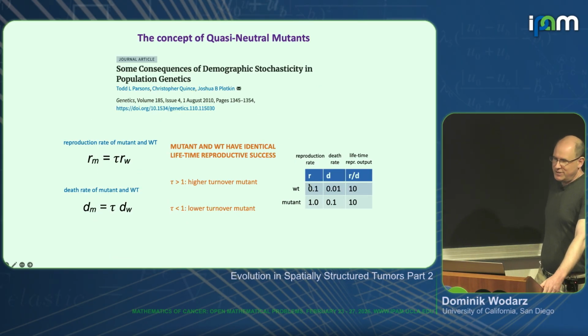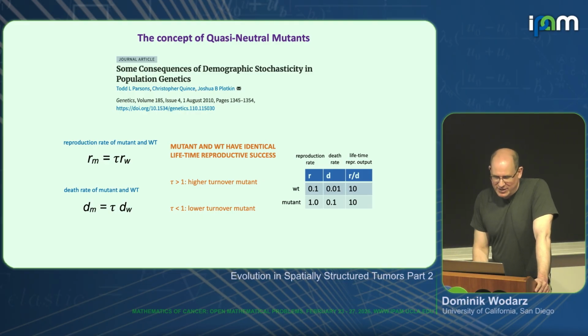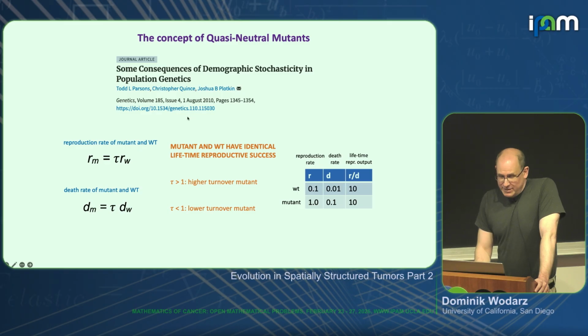And there's an interesting concept that has been studied in the literature. This is a paper by Josh Plotkin's lab. They studied what are called quasi-neutral mutants. A quasi-neutral mutant is defined by having a higher birth rate and a higher death rate. The mutant's birth rate and death rate are multiplied by the same constant factor, which we call tau here, a turnover factor. So we can say that the mutant can have a higher turnover. It can have a 10 times higher birth rate, and it simultaneously has a 10 times higher death rate.